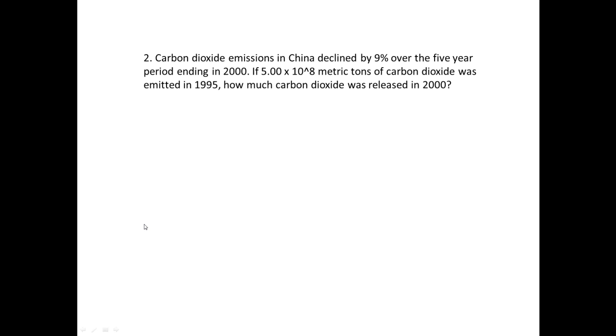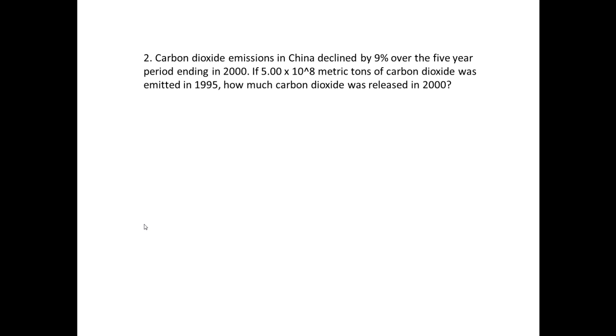All right, number 2 here. Carbon dioxide emissions in China declined by 9% over a 5-year period ending in 2000. If 5 times 10 to the 8th metric tons of carbon dioxide was emitted in 1995, how much carbon dioxide was released today? Now, I think most of you can do this problem.